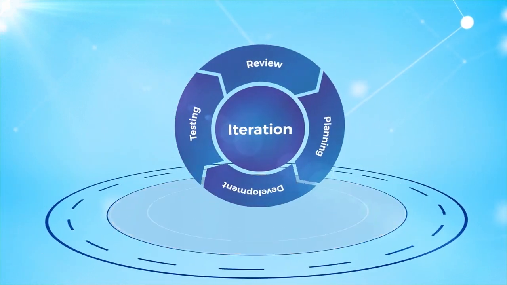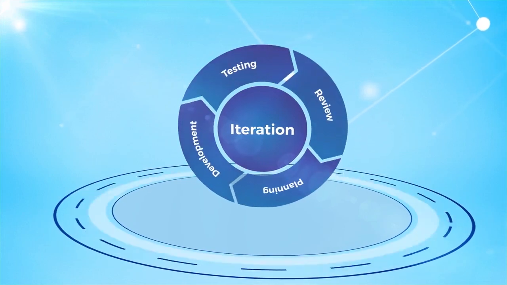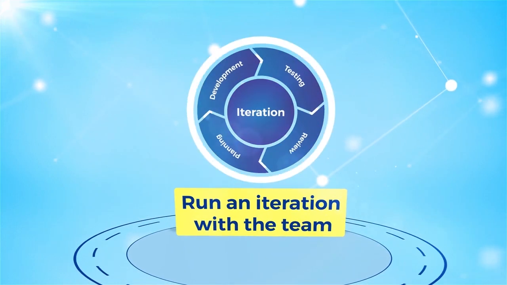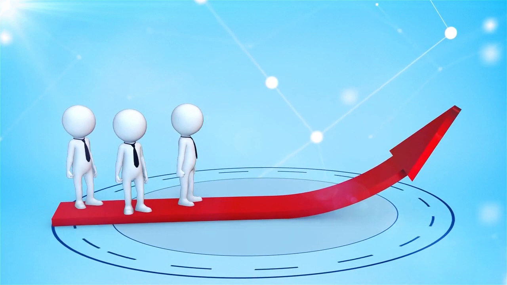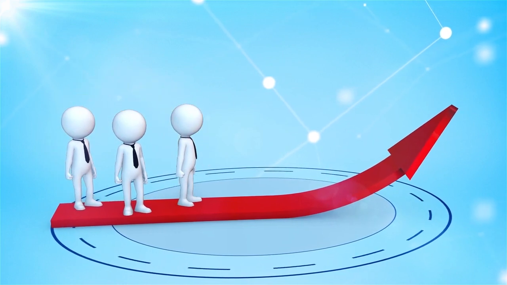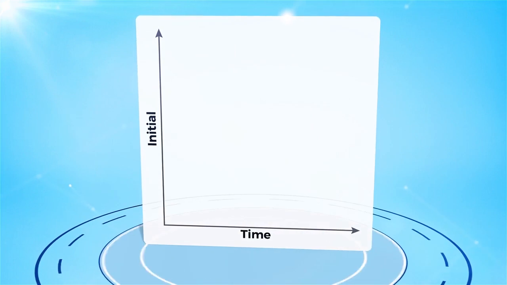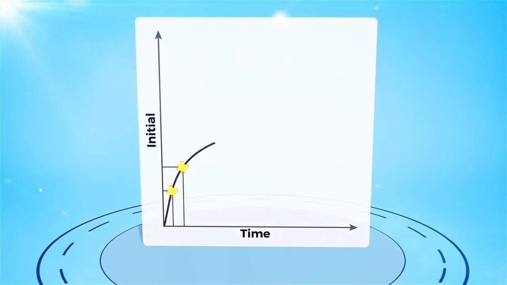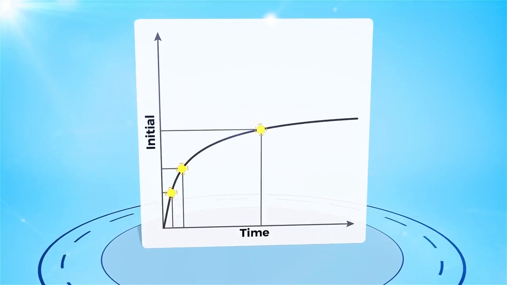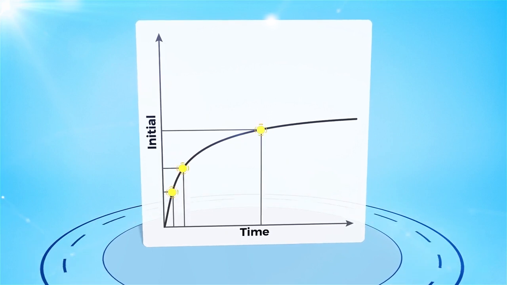The second way to come up with a velocity estimate is to actually run an iteration with the team. This way, we can start to get a sense of the team's velocity, and we can use that velocity to plan the rest of the release. Note that teams usually start out with an initial velocity that changes somewhat over time as they learn to work better together.